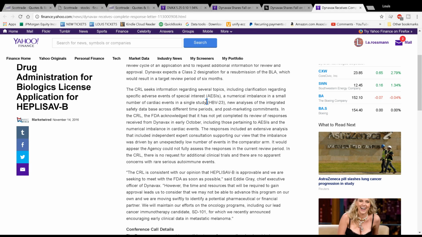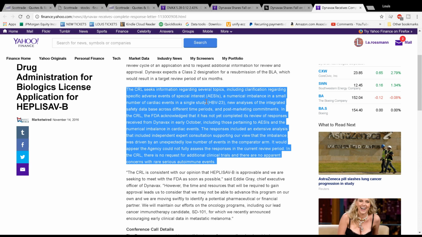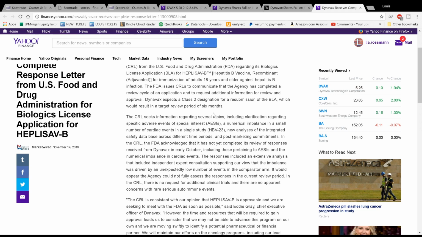Anyway, so let's forget this. Let's just try to not think about how frustrating the government bureaucracy is for a second here. And look at this. DynaVox expects a Class 2 designation for a resubmission of the BLA, which would result in a target review period of 6 months. So this is the important thing.